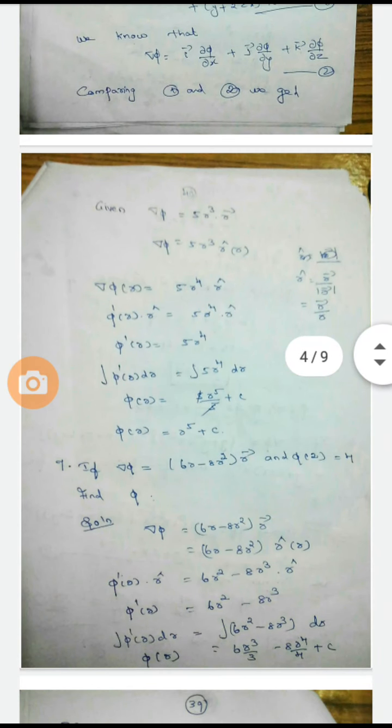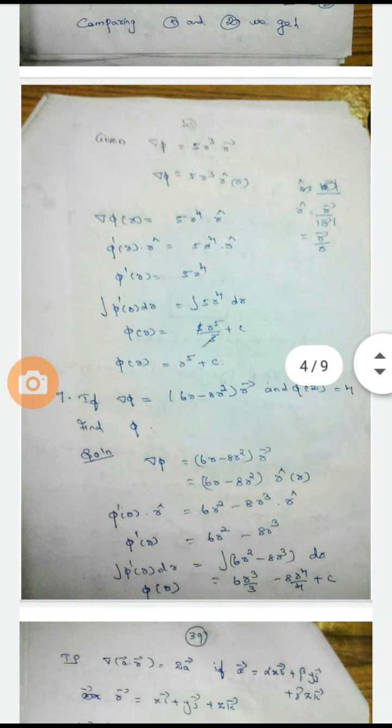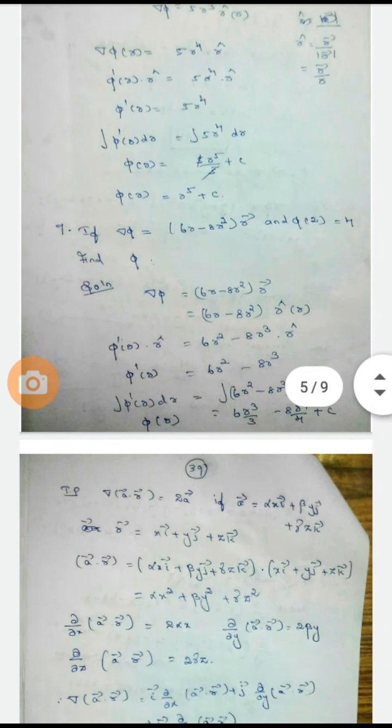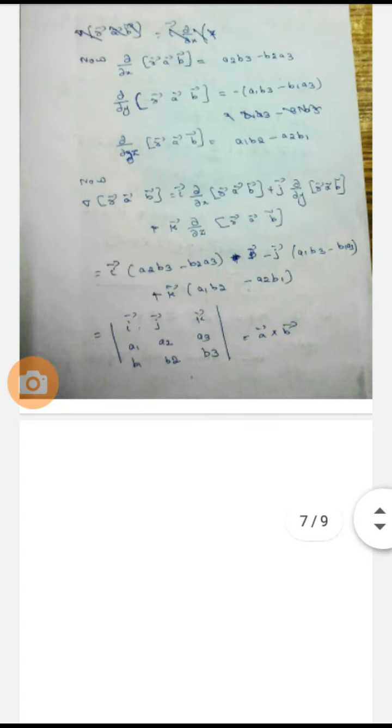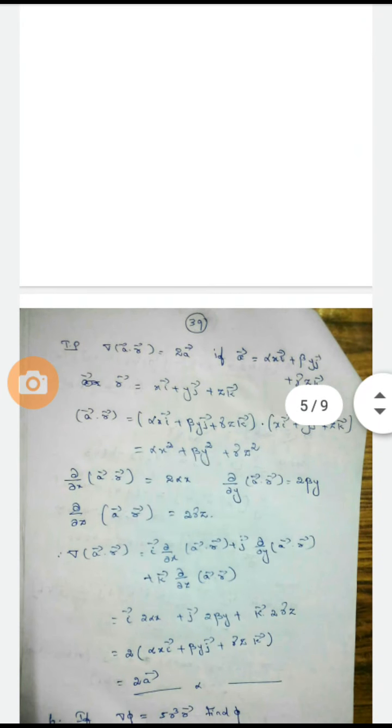See, next problem. Del pi is given, then find pi of 2. The same way we do this problem, but here pi of 2 is equal to 4 is given. So substitute the values, then we get the constant value, then you get the answer. Okay, that's the same model only. You have to do this.